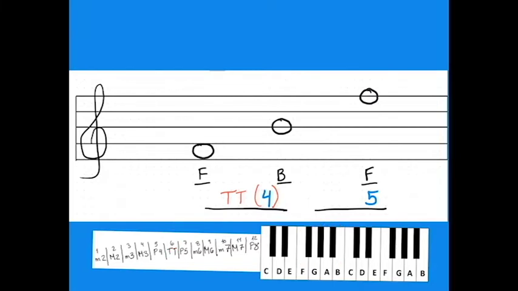The inverted interval is B to F. So counting half steps again, 1, 2, 3, 4, 5, 6. This one is also a tritone. And we're going to put the 5 in parentheses so that we know that it's a tritone that's written like a fifth. So our original interval, F to B, is a tritone written like a fourth. And our inverted interval, B to F, is a tritone written like a fifth.